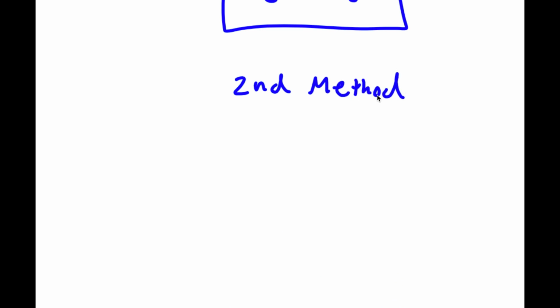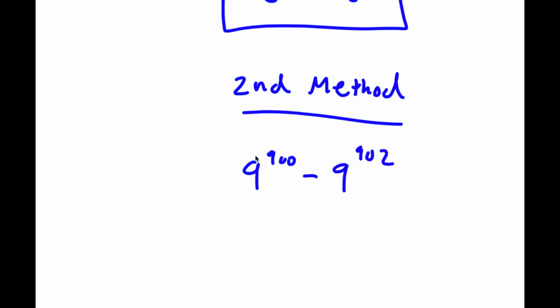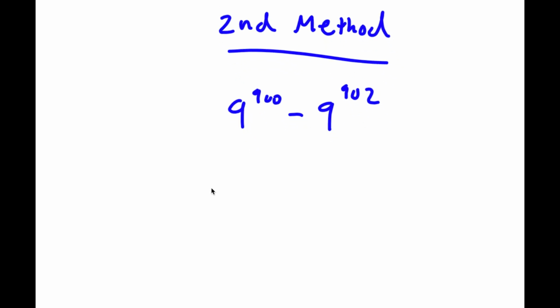Now, a second method of solving this problem. First start with 9 to the power of 900 minus 9 to the power of 902. Now, instead of rewriting 902 as 900 plus 2, I'm going to rewrite 900 as 902 minus 2. So now I have 9 to the power of 902 minus 2 minus 9 to the power of 902.